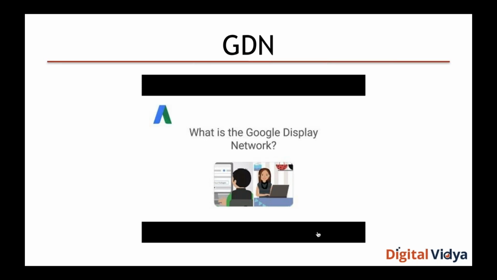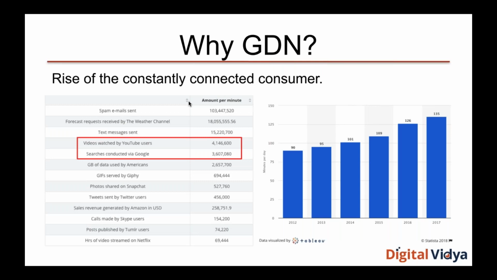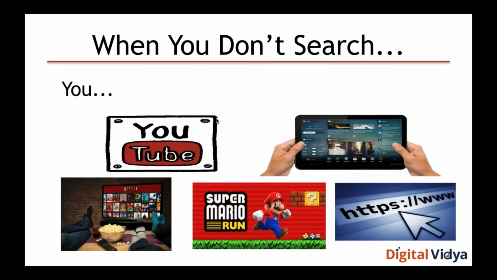There's a video here, you can watch it later, but I think we've already understood, so there's no point going to it right now. See, videos watched by YouTube users, searches conducted by Google. So it's not just search. People are spending time on YouTube, on browsers, on different mobile apps. How do you really reach them? You have to reach these people when they are spending this time outside search. It's the same audience, but you have to go and remind them, you have to go and reach them. That is why this is another option you can use to reach people in all these places.